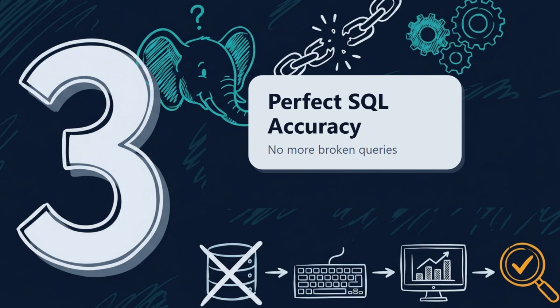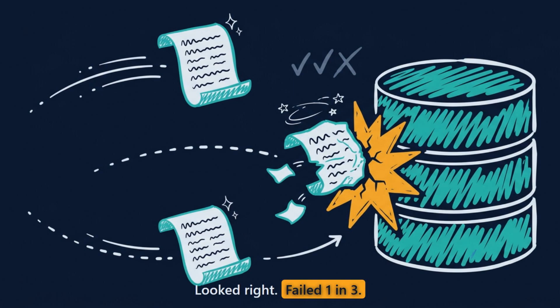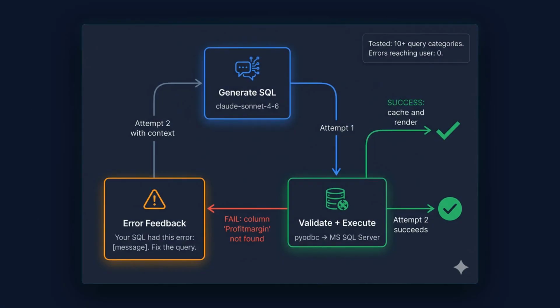Section 3. Perfect SQL accuracy. And yes, we need to talk about the elephant in the room. AI models hallucinate, and database queries are exactly where hallucinations get expensive. Our first prototype wrote SQL that looked perfect, and then crashed against the real database. A column spelled slightly wrong, a date function from the wrong dialect. Generate and hope failed roughly 1 query in 3. So how does this system claim 100%?